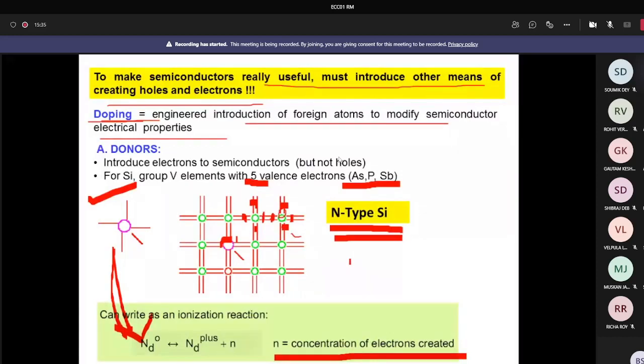So this ND is the neutral atom concentration which we are going to dope. That means only the donor atoms, right? Yes, that is the donor.